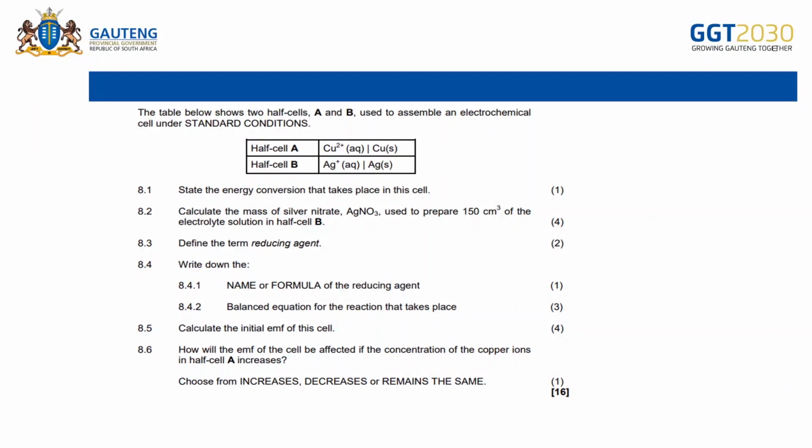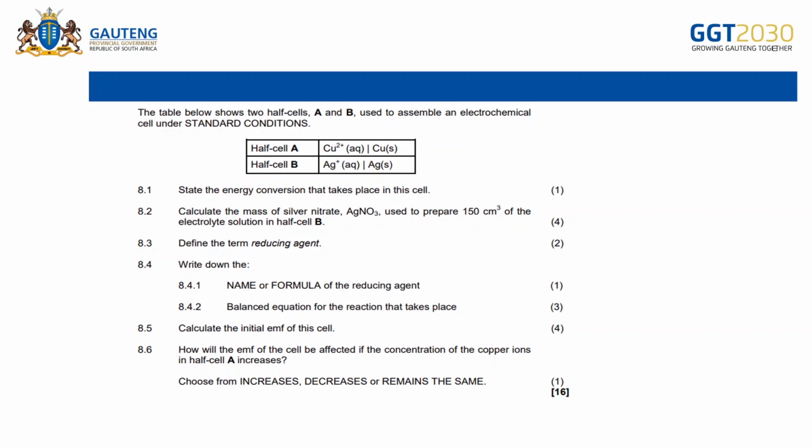8.4. Name or give the formula of the reducing agent. You go and check there. What is being reduced there? I'm seeing half cell number A. There's something which was Cu2+. Now it's just Cu. What happened? There was gaining of electrons. But if you look at half cell number B, we had Ag+ going to Ag. So what happened there? We are also observing that there was a little bit of oxidation that took place there.